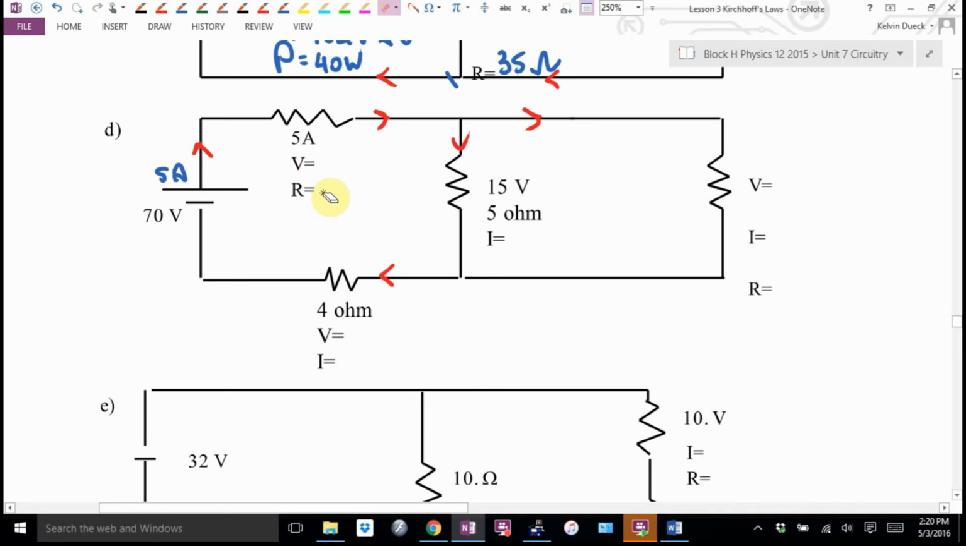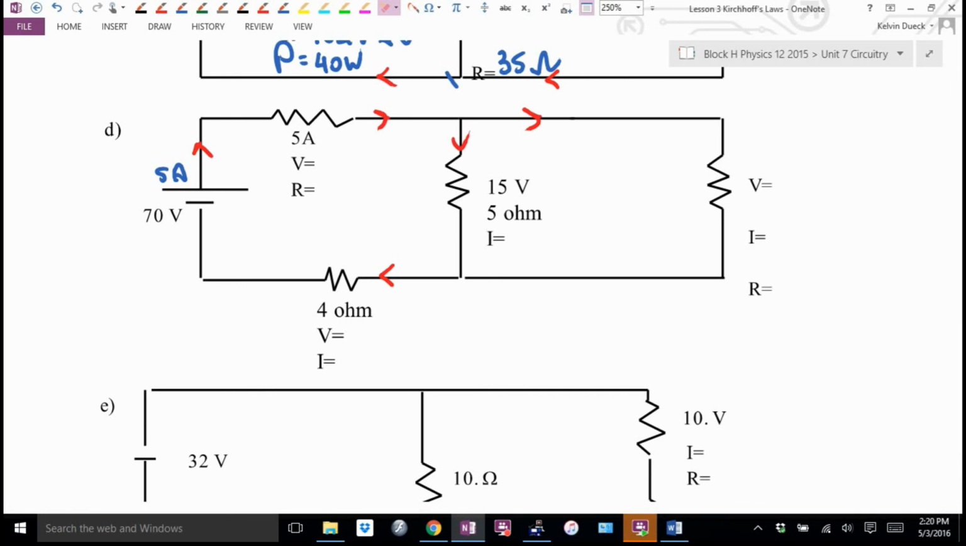Do I know, Nick, two things on this resistor? Say no. No. Let's keep going. Oh, do I know two things on this resistor? Then I know all four things. What's the current here?